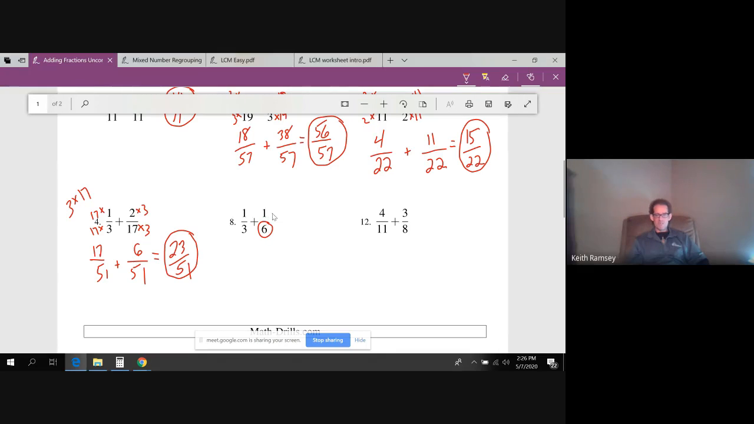So I'm just going to leave this one the same. It'd be like doing 1 times 1 and 6 times 1. I have to change this one, though. So 2 times 3 makes it into a 6. And I have to do the same thing to the numerator. 2 times 1 is 2.